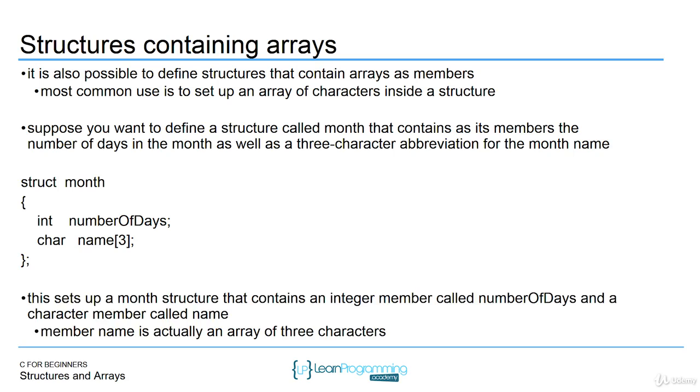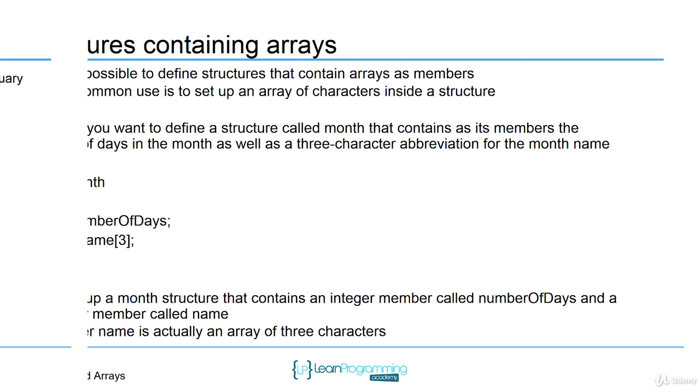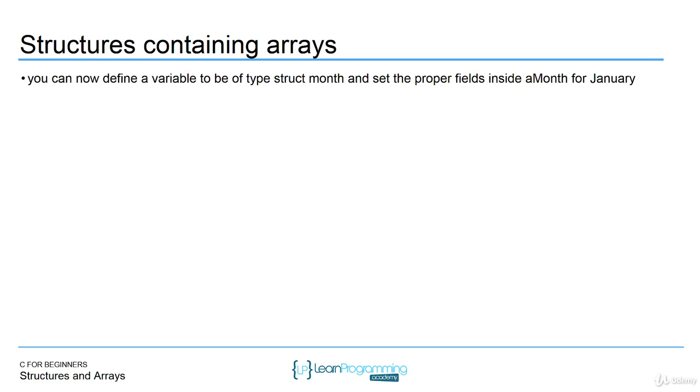But remember, characters are arrays, right? And they're closely related to pointers as well. We know that by now. But you can easily have structures contain arrays by just putting them as a member element. And so this sets up a month structure that contains an integer member called number of days and a character member called name. Member name is actually an array of 3 characters. Pretty straightforward. So how do you actually access it?